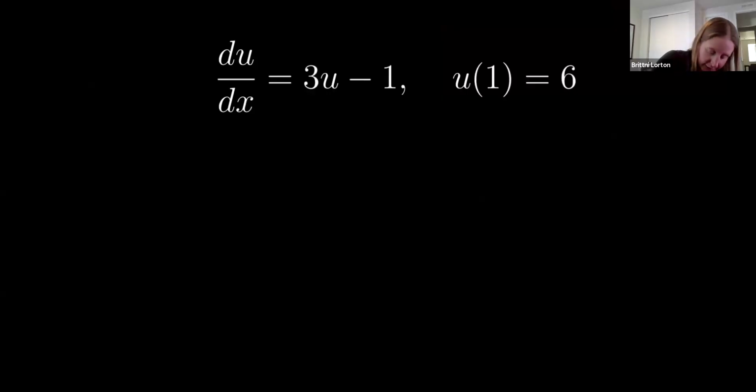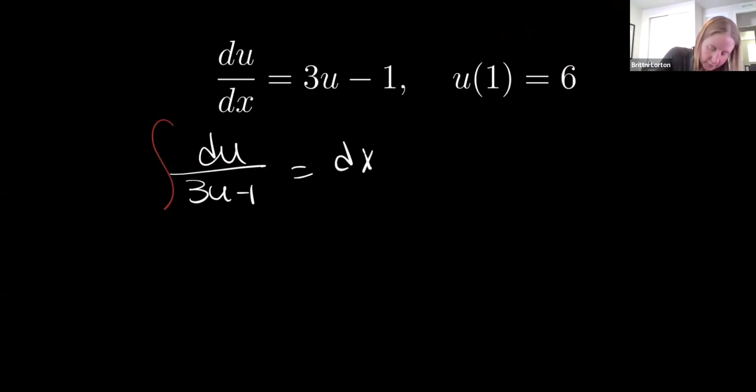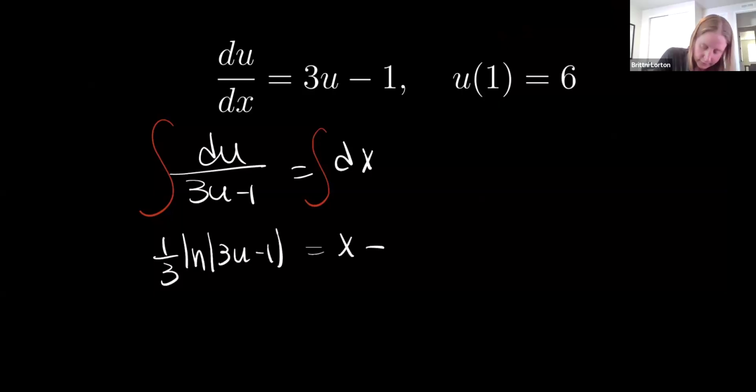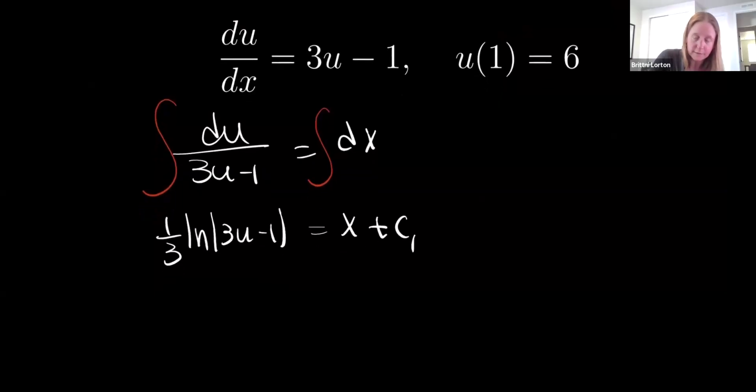Again, same kind of idea. I'm going to go into a du. I'm going to write it out: du divided by 3u minus 1 equals dx. I'm integrating both sides of that equal sign. 1/3 ln of 3u minus 1 equals x plus c1. Don't forget to call it c1 because it's going to change.